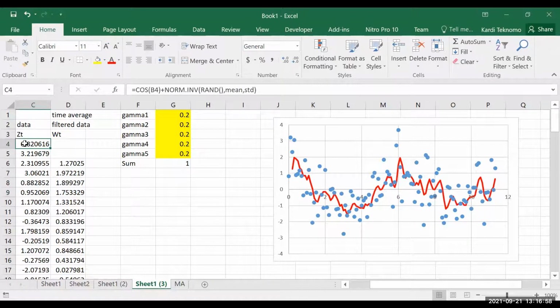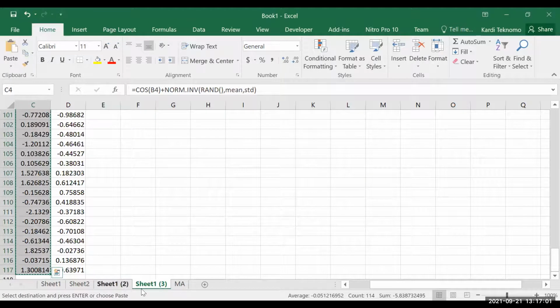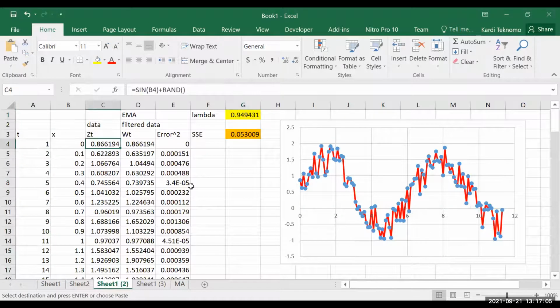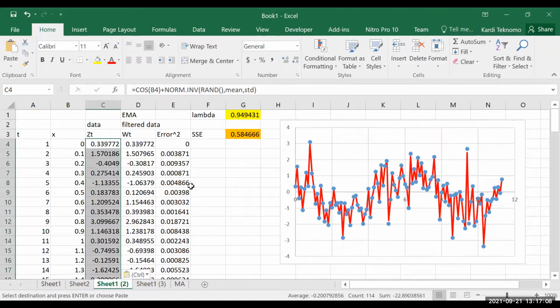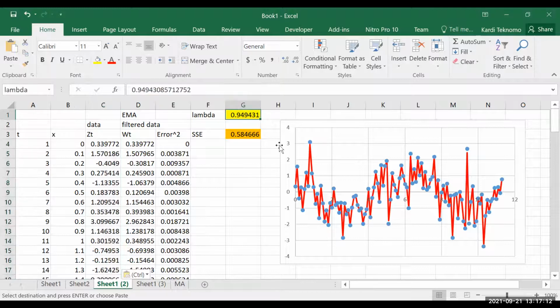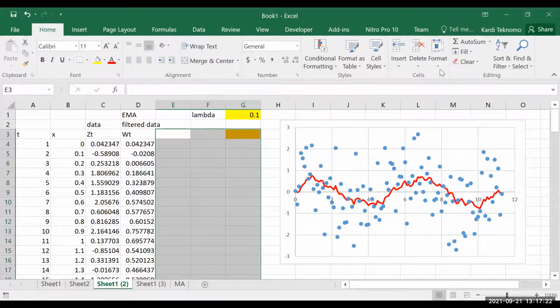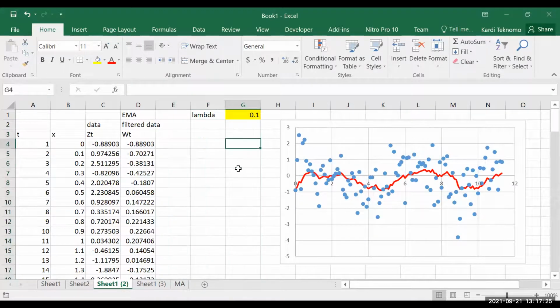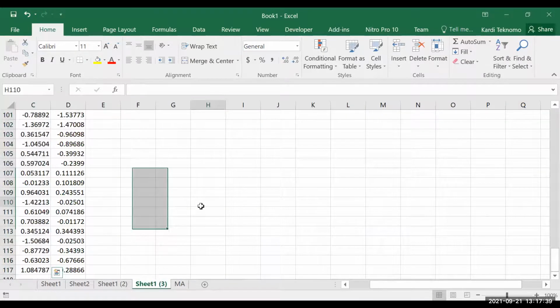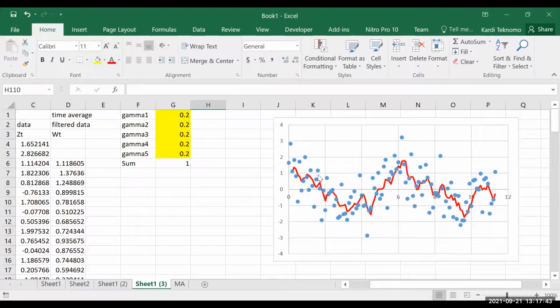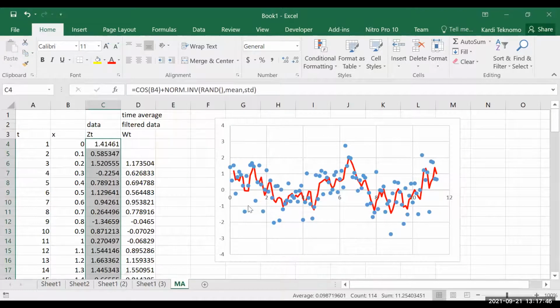Same thing here, I will just copy this. And this is using EMA. Okay, I put it 0.1 there. Let me remove the error. Okay, so you get the pattern. Using Butterworth is a little better, and using EMA again similar.